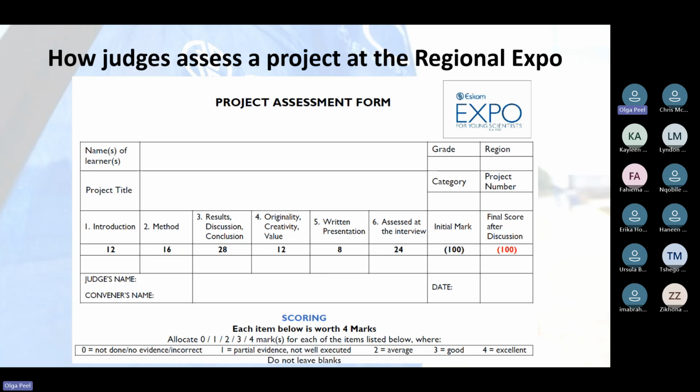2 is the middle, it's average. It was not really good, but not bad. Good is you follow all the instructions, and of course, excellent is you do much more than what's expected. So learners, you can look at this and you can say to yourself, I'm obviously aiming for, let's say you're aiming for 80%, a gold medal. Therefore, you've got to aim to do very well in every single section of the assessment sheet.